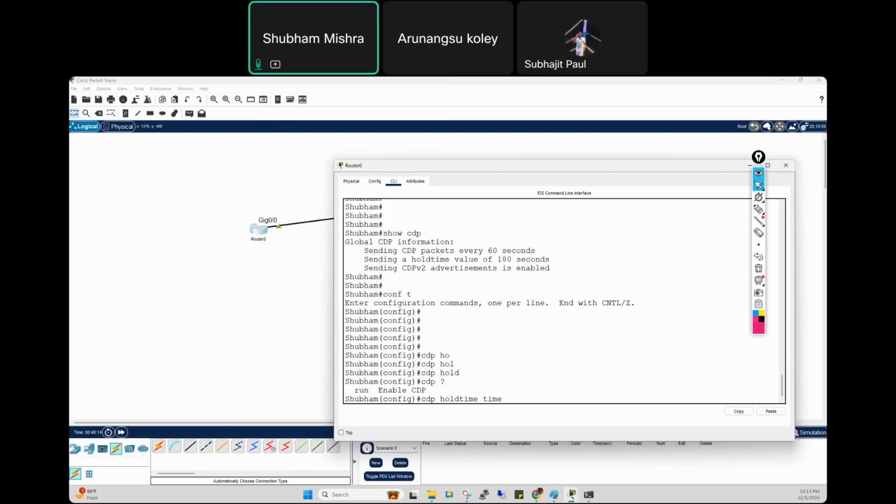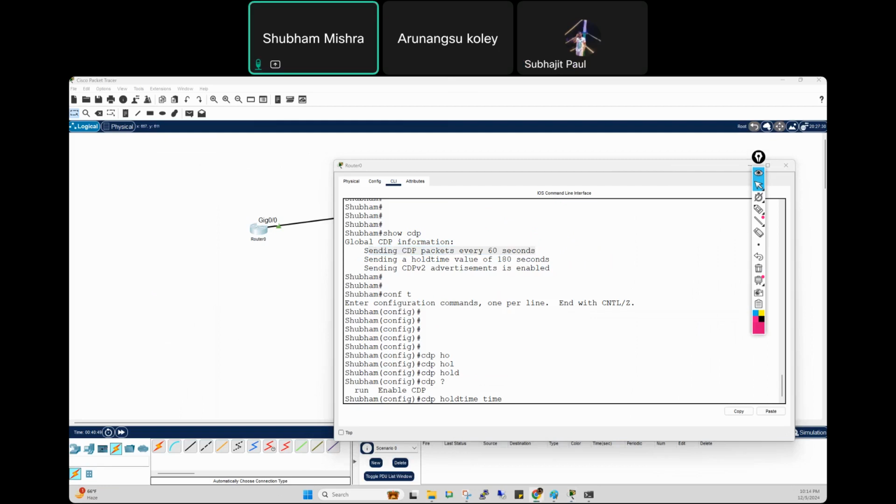Devices exchange the CDP message after every how much time, guys? 60 seconds. You see na, the sending packet is after every 60 seconds. It means after every 60 seconds, your device will exchange the CDP messages. And what is the default hold time? That is 180 seconds. It means after 180 seconds, your device will expire and erase all the entries of your neighbor. Clear na? Everyone, understand? Yes, sir.